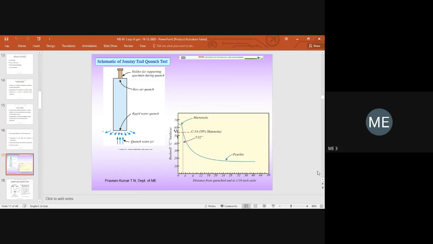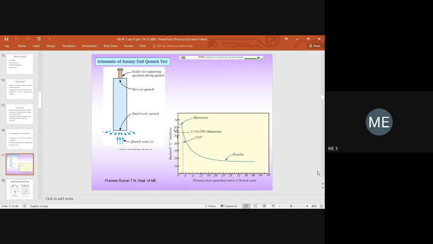Now you have to spray the water. Once you spray the water, there is a sudden cooling process. There are three types of cooling process: fast cooling, slow cooling, and medium cooling. So this comes under the fast cooling process. When you cool it very fast by the spray of water, your austenite is transformed to martensite.